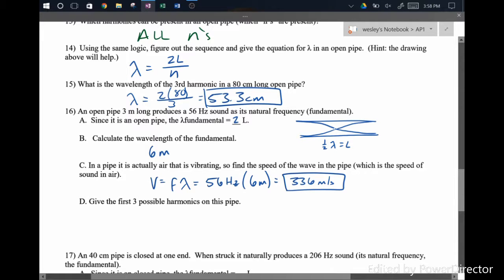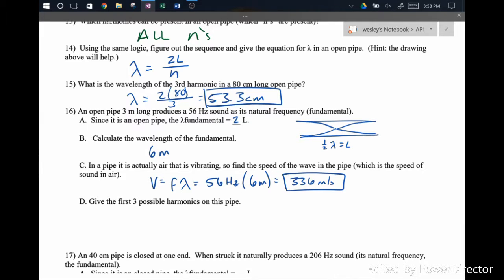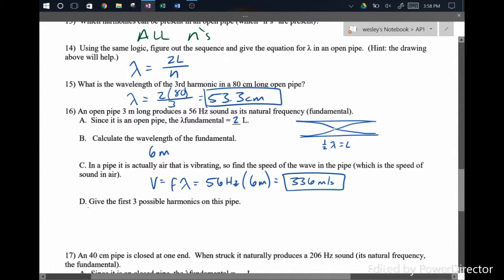Give the first 3 possible harmonics on this pipe. Well, we know that lambda is equal to 2L over N. So if we just plug in different N's for this length of 3 meters, the first one is 6 meters. The second one is 3 meters. And the third one is going to be 2 meters.